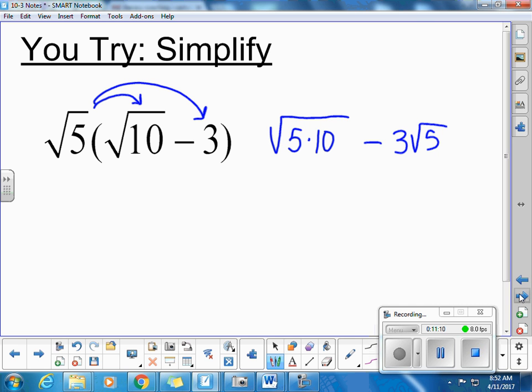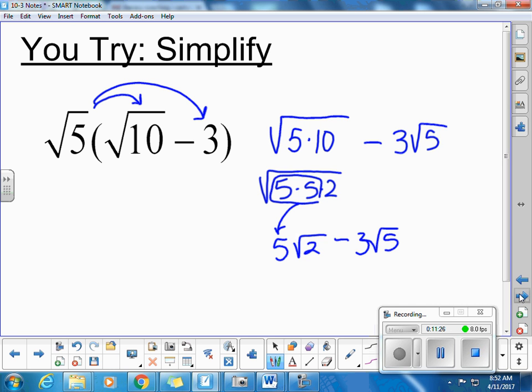Let's see about this 5 and 10. I know 5 can't do anything with, but 10 is 5 times 2. So, again, we would pair 5's in. 1 comes out, so 5. I still have square root of 2. Minus 3 square root of 5. That 3 square root of 5 and the 5 square root of 2 don't combine anyway. They're not like terms, so that would be my answer.